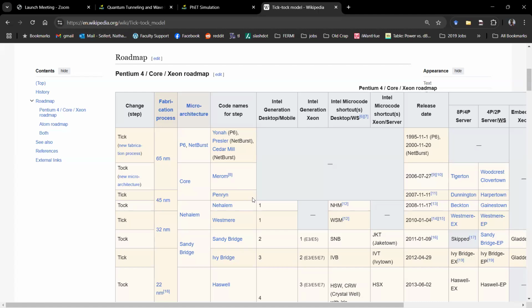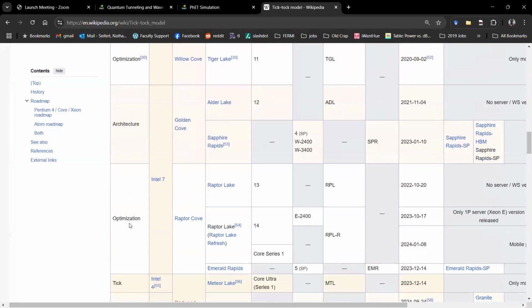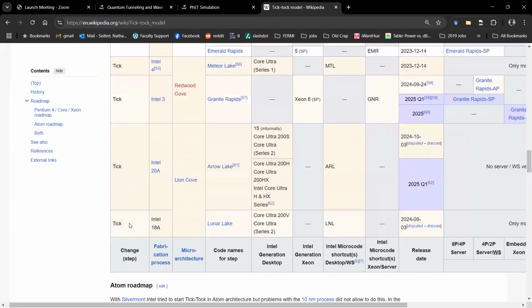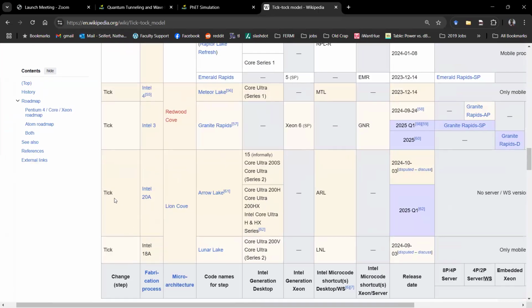So every 2 years, Intel releases a new CPU generation that requires a new fab, a new manufacturing plant, and then a new microarchitecture. And as you can see, as they've improved over the years, the size scale has shrunk. Where are we right now? I think we're here. This is 20A, this is Arrow Lake. This is a 20 angstrom process, which is 2 nanometers. So in 20 years, we've gone from 60 nanometers to 2 nanometers.